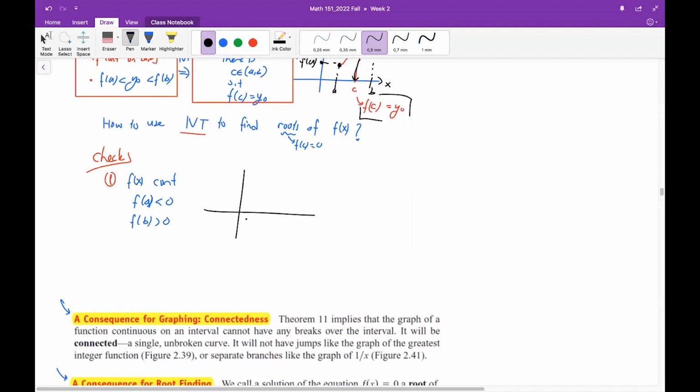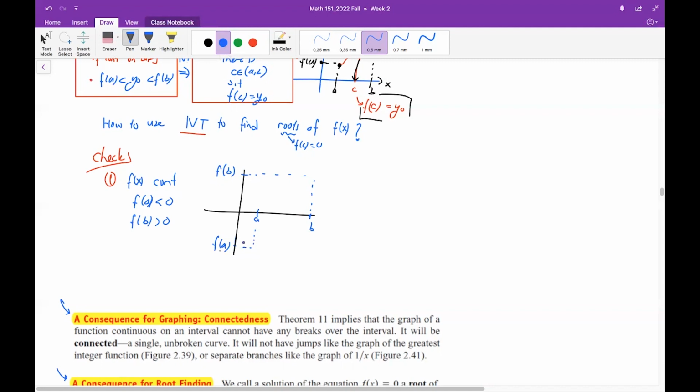Let me explain by drawing a graph here. Okay, let's say this point is a. What did we say here? f of a is less than 0, so its image f of a is somewhere here, which is a negative number. And choose your point b, like here. And what did we assume? We assume that f of b is greater than 0. So it is somewhere here, like this.